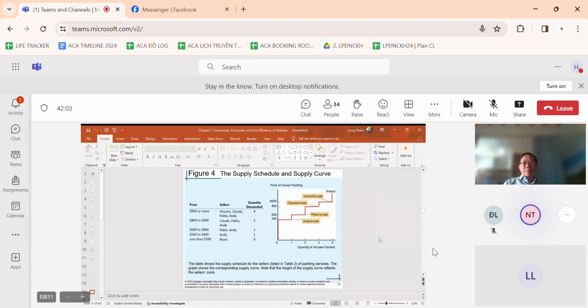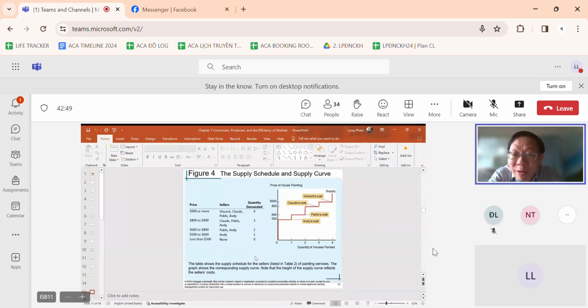Okay, here we have the example of the supply schedule and supply curve. We can see here at the price $900 and more, the quantity is 4. This is the highest. This slide, this schedule will help you. Okay, my students, now look at this.